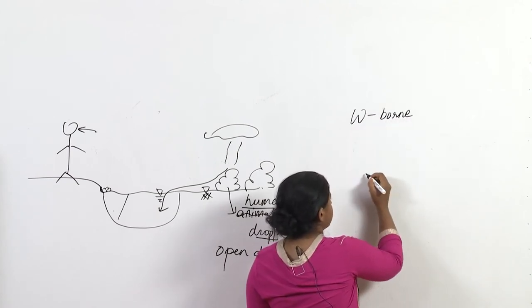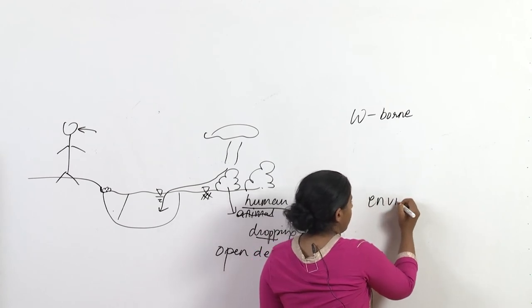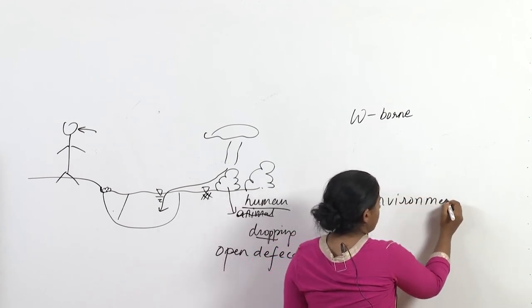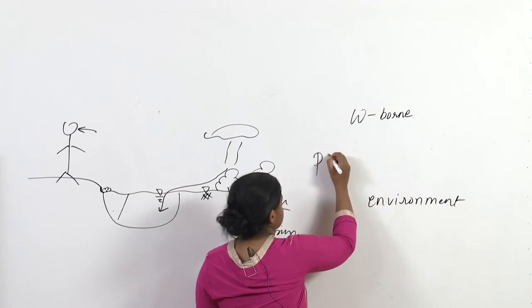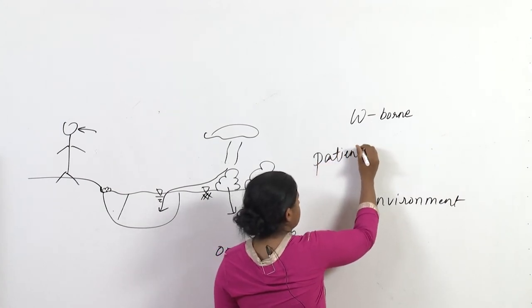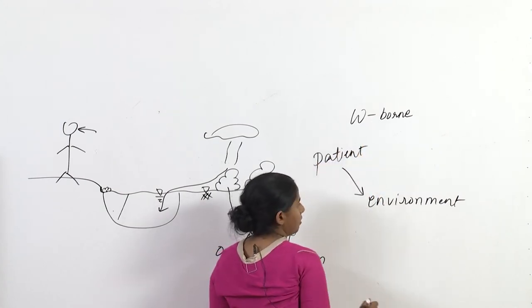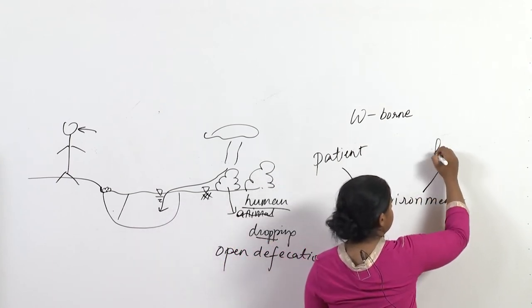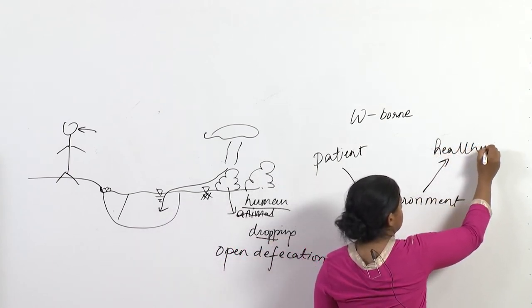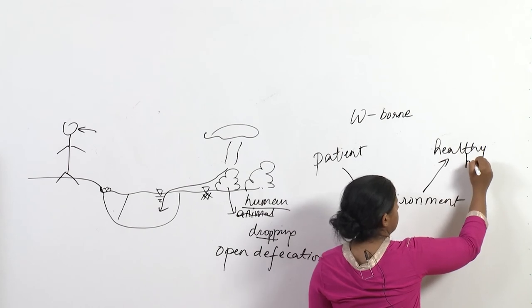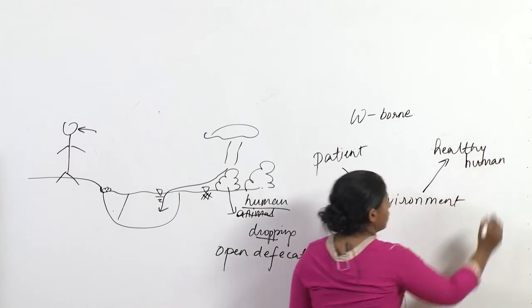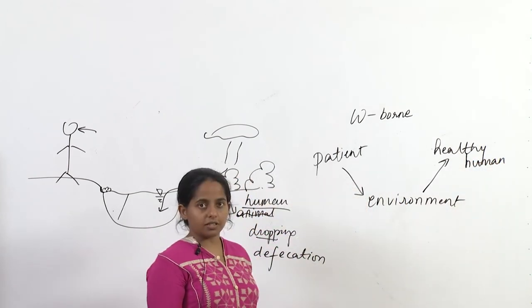Thus, we can say in case of waterborne diseases, we have environment. So there is a sick patient that releases microbes in the environment, and then there is a healthy individual that picks it up. Okay. So these are waterborne diseases.